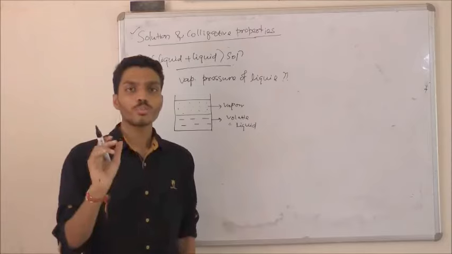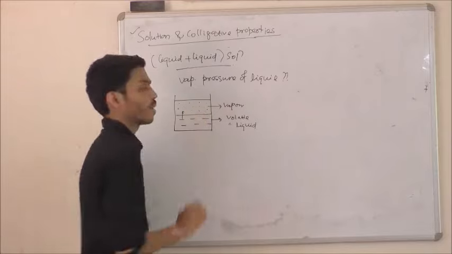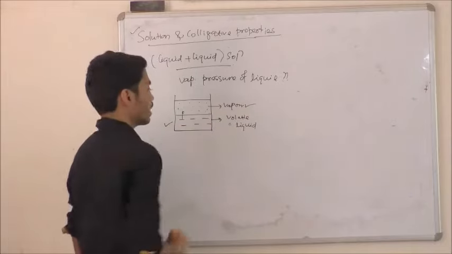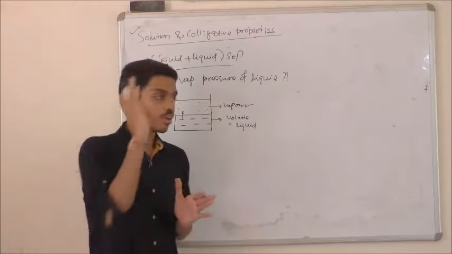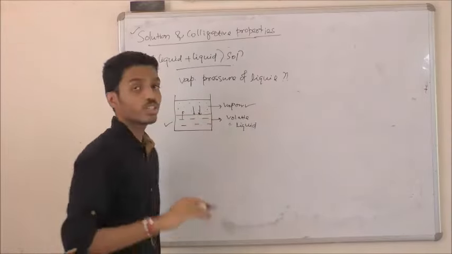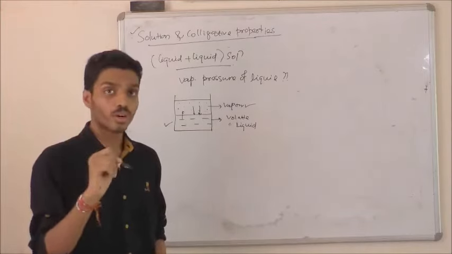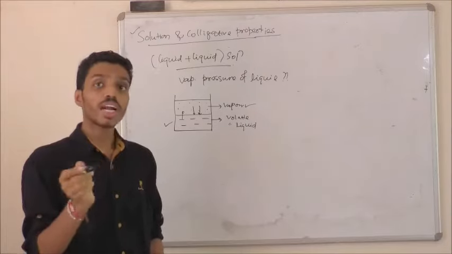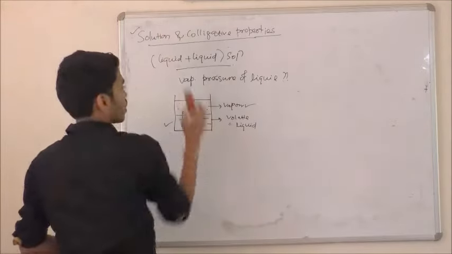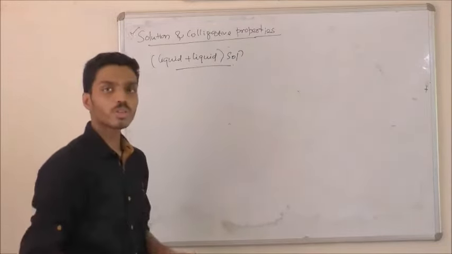What happens, students? When you put a volatile liquid in a container, it evaporates and forms vapor until an equilibrium is reached between this vapor phase and this liquid phase. At equilibrium, the pressure exerted due to this vapor on the liquid surface is known as vapor pressure of liquid. The most important thing is that the pressure exerted by the vapor over the liquid at equilibrium is known as vapor pressure of liquid. Okay, so now you understand what is vapor pressure of liquid.